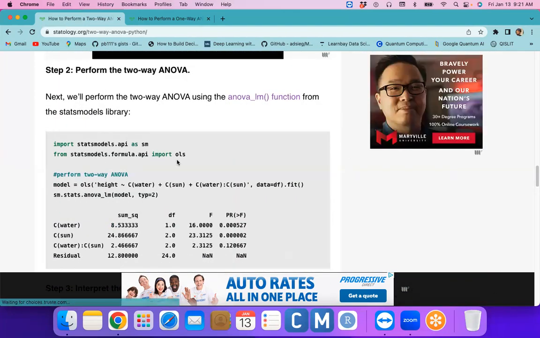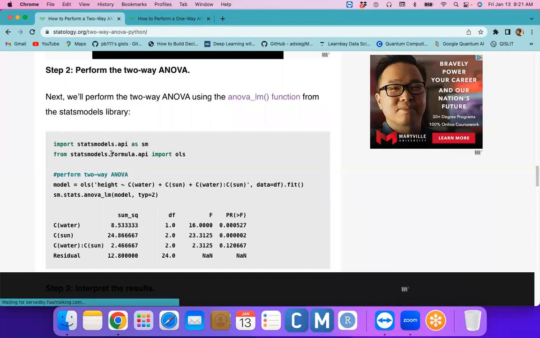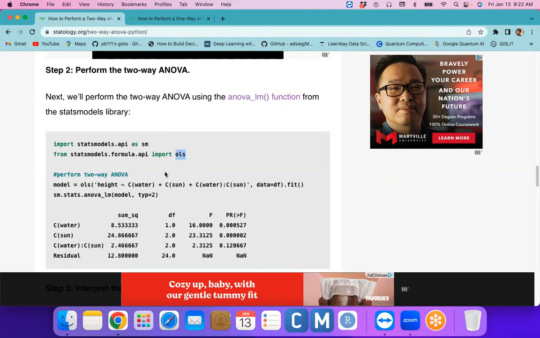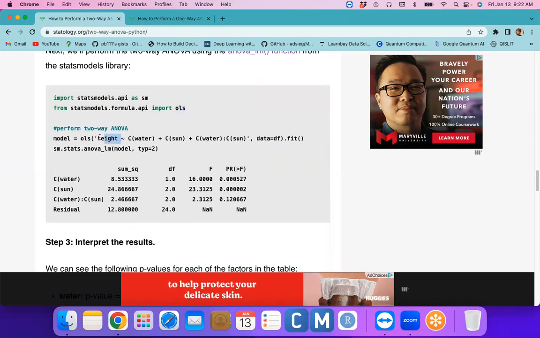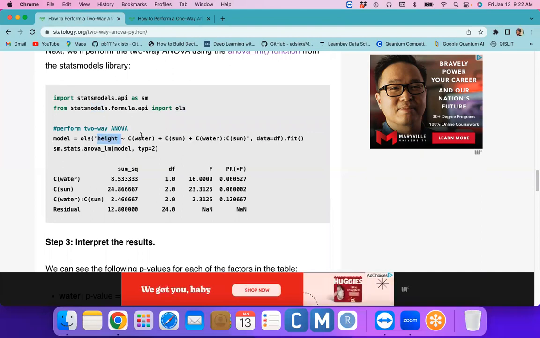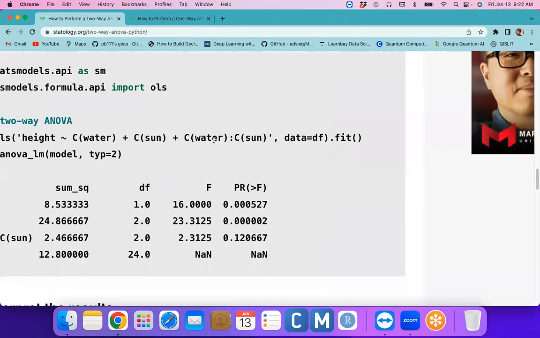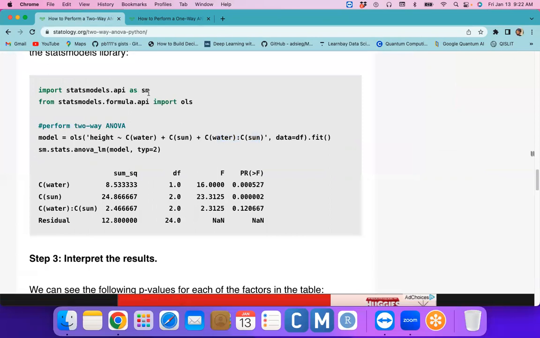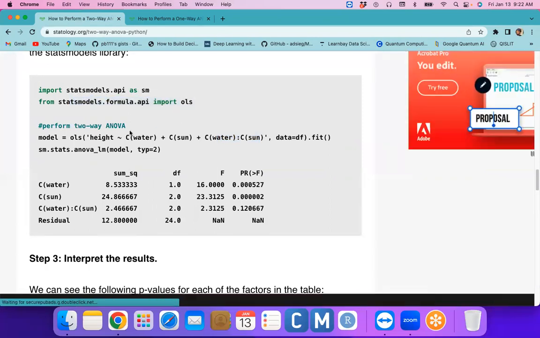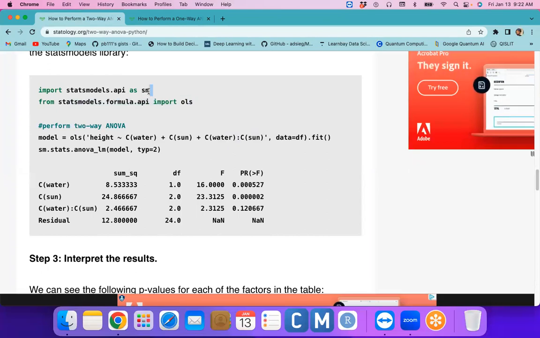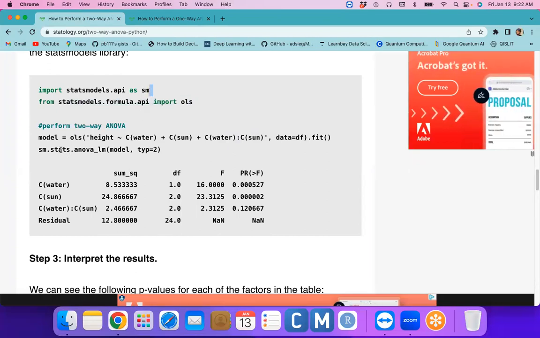So what I should do is import statsmodels.api and statsmodels.formula.api. We have the ols method there. With this ols method, height is your response variable, which depends on water and sun. And this is the interaction formula. So water colon sun, this is the interaction formula. We are importing statsmodels.api as sm, and with this one we are importing stats and anova_lm.